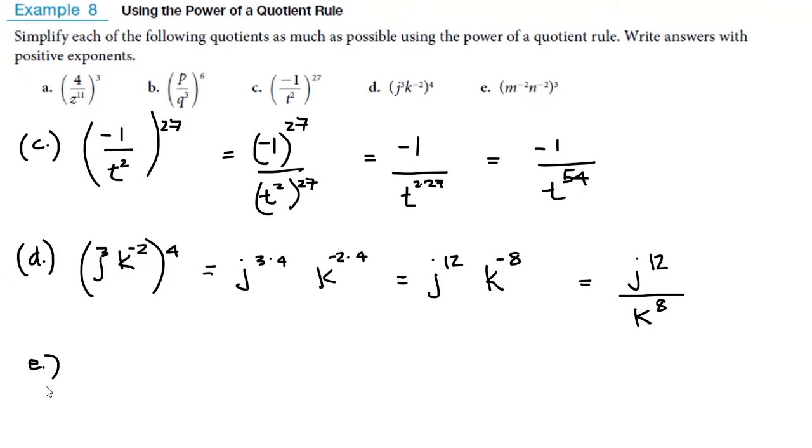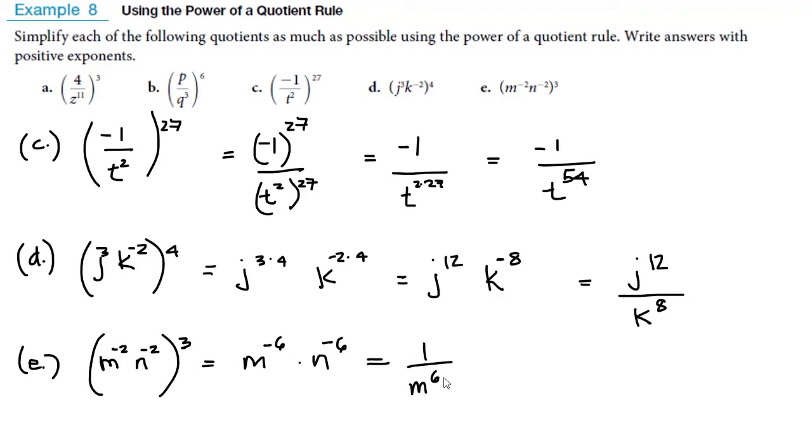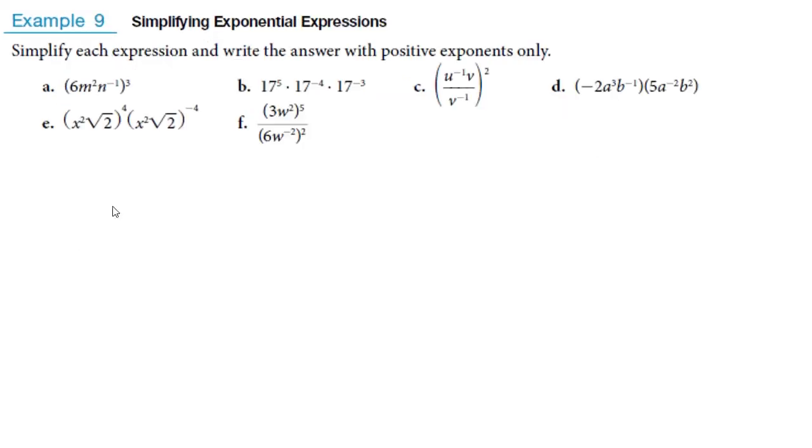In part E, we have m to the power negative 2 times n to the power negative 2 all raised to the power 3. So this will be m to the negative 2 times 3, or negative 6, times the base n to the negative 2 multiplied by 3, or negative 6. If you think about this, this is just 1 over m to the power 6 times 1 over n to the power 6, or 1 over m to the power 6, n to the power 6.